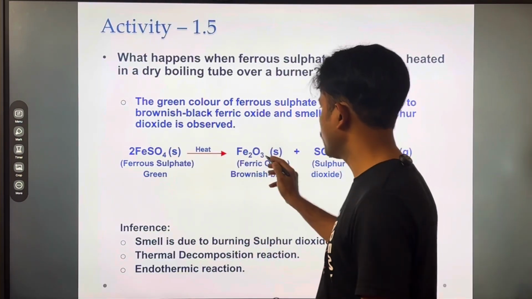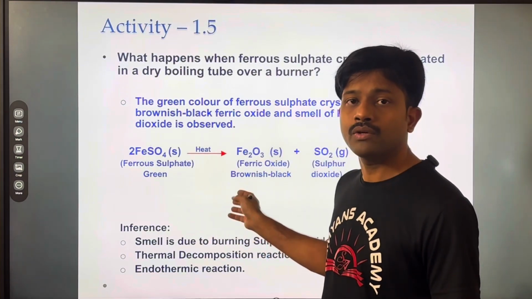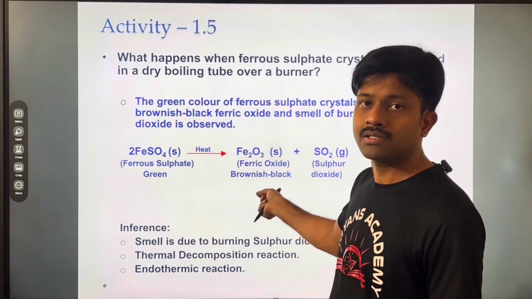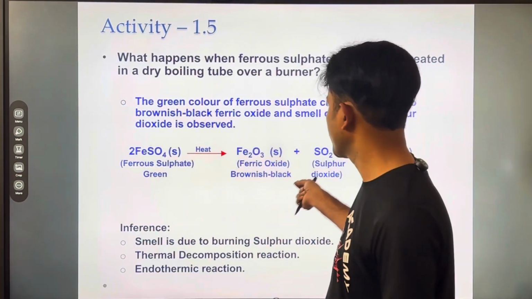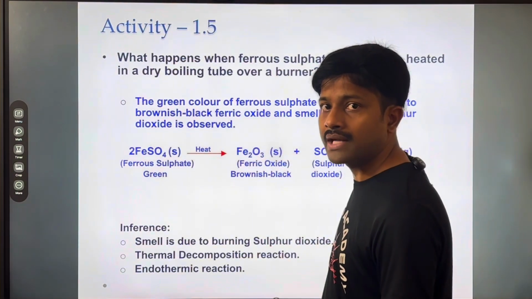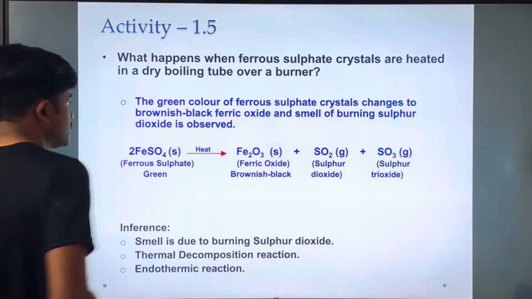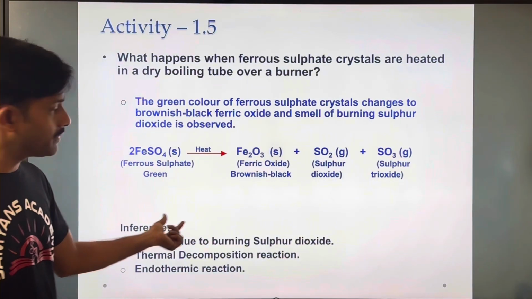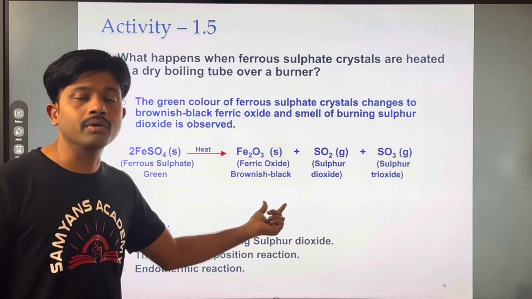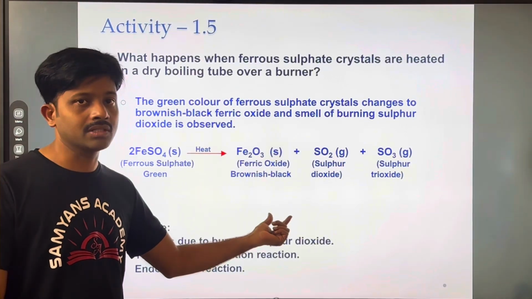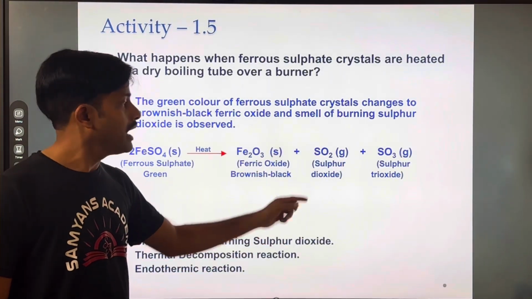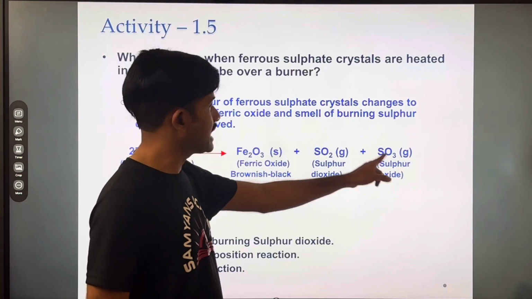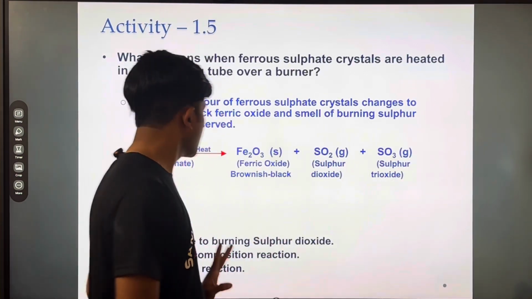You will get Fe2O3. What is the color of the Fe2O3 you will get? That is rust. What is the color of rust? Already you know that it is brown in color, right? Along with this, you will get sulfur dioxide and sulfur trioxide. Now you see, the green colored substance, when decomposed in the presence of heat, is converted into a brownish black colored substance. And you will also get harmful, poisonous gases, sulfur dioxide and sulfur trioxide.